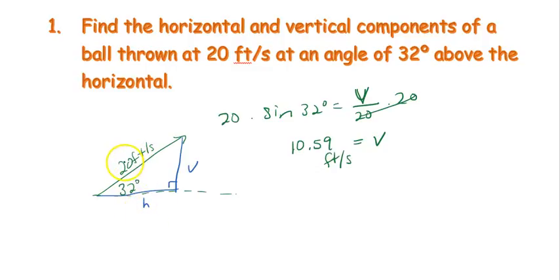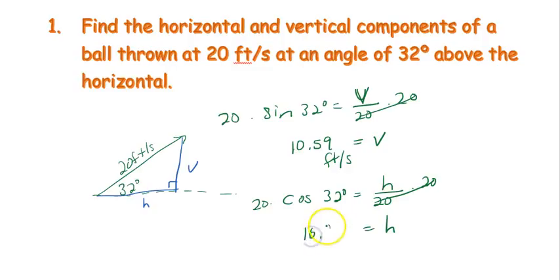I also need the horizontal, and the horizontal is the adjacent side. So I'm going to use adjacent and hypotenuse, which go with cosine. So I'm going to write cosine of 32 is h over 20, because it's adjacent over hypotenuse. Again, I'm going to multiply by 20. Cancel those out. And then 20 cosine 32. Type that in my calculator, making sure I'm in degree mode. I get 16.96 feet per second. And those are my vertical and horizontal components. These are in feet per second because we were doing a velocity, which gives us direction too. So the answers are feet per second.